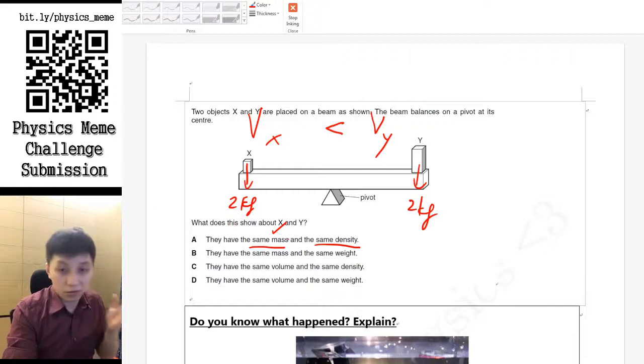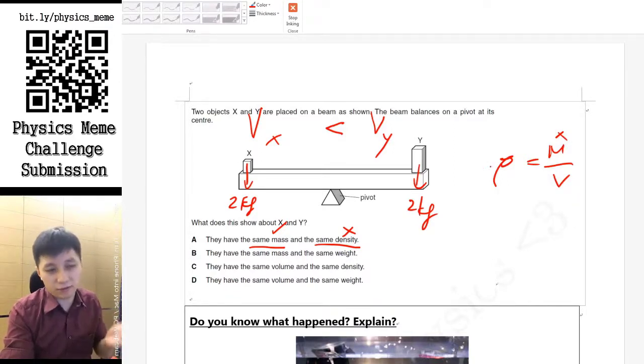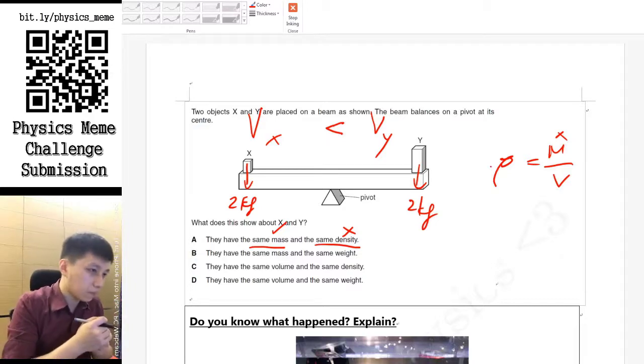So mass is the same, of course, but then density cannot be the same because they are of different volume. Again, density equals mass over volume. So if they have the same mass but different volume, then they cannot have the same density.